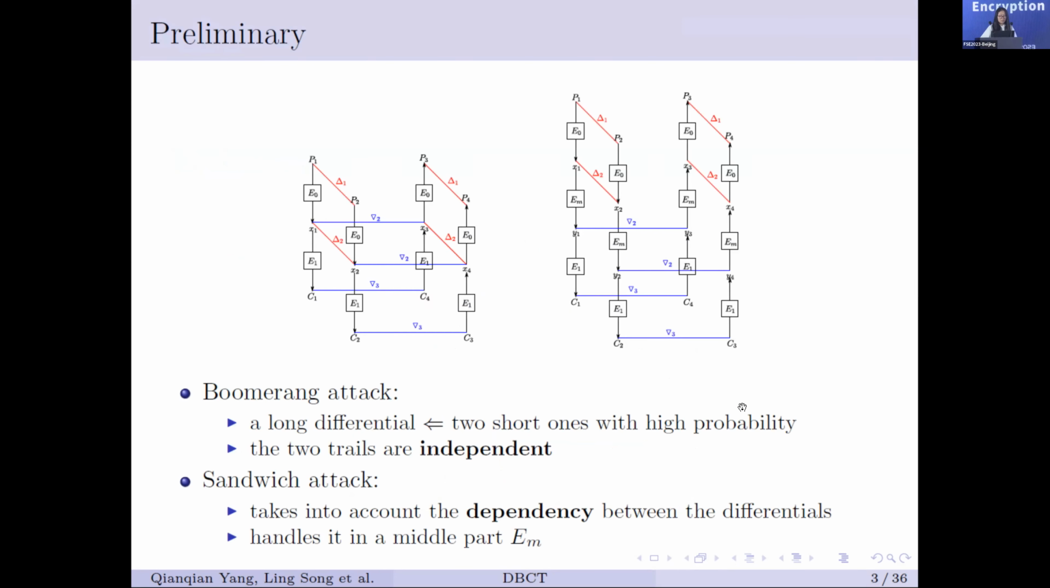It is known that boomerang attack is one variant of differential attacks, and the aim of it is to construct a long differential by using 2 short ones with high probability. There is an assumption that the 2 trails are independent. Then researchers focused on the dependency between the differentials, and a sandwich attack was proposed. Sandwich attack divided the cipher into 3 parts, E0, EM, and E1, and handled the dependency in the middle part, EM.